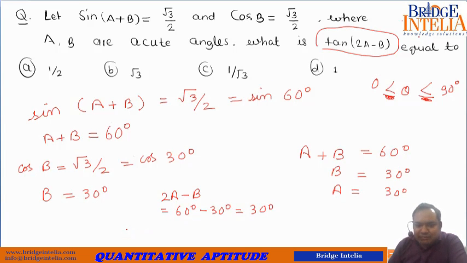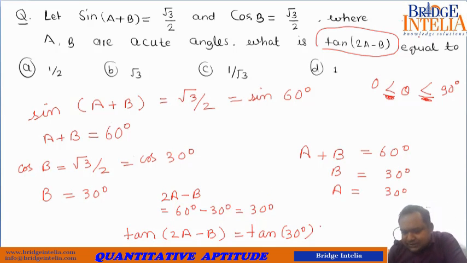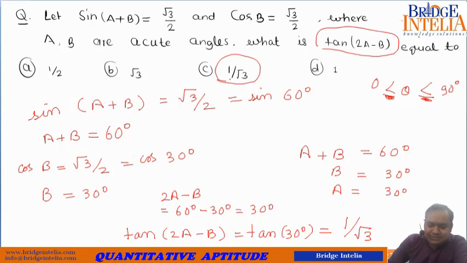So we have been asked to find out tan of 2a minus b. Now 2a minus b came out to be 30 degrees. So we are actually being asked to find the value of tan 30 degrees. If you remember the trigonometric table very well, you can immediately answer that tan 30 degrees is equal to 1 upon root 3. So this is the correct answer. Let's move further.